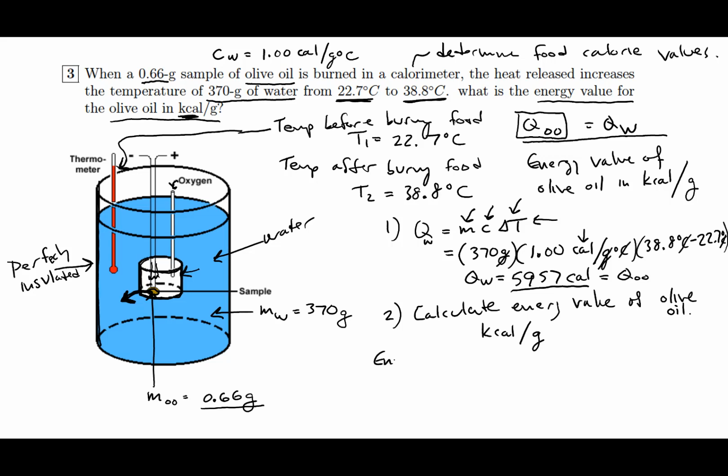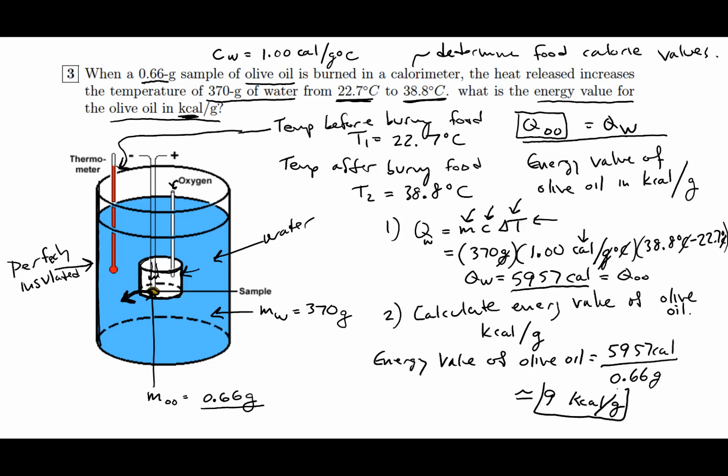So energy value of the olive oil is equal to 5,957 calories over 0.66 gram, and this works out to approximately 9 kilocalorie per gram. Notice that I did the conversion here, so my answer was actually about 9,000 calories per gram, and then I did the conversion to kilocalorie per gram. This is a value that we would expect for olive oil, since olive oil is mostly fat, and the energy value for fat is 9 kilocalories per gram.